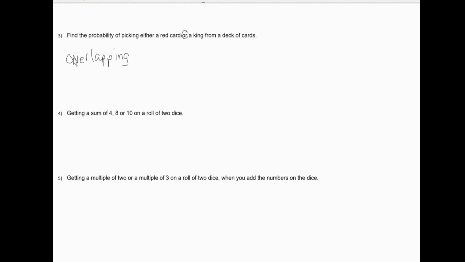That's better. All right. So what I want to do is figure out the probability of getting a red card and add to that the probability of getting a king. And then I'm going to subtract off the probability of both of those going on at the same time. So I'm going to subtract off the probability of getting a red king. And remember, you can use your reference sheet for this to show you what all the cards look like.